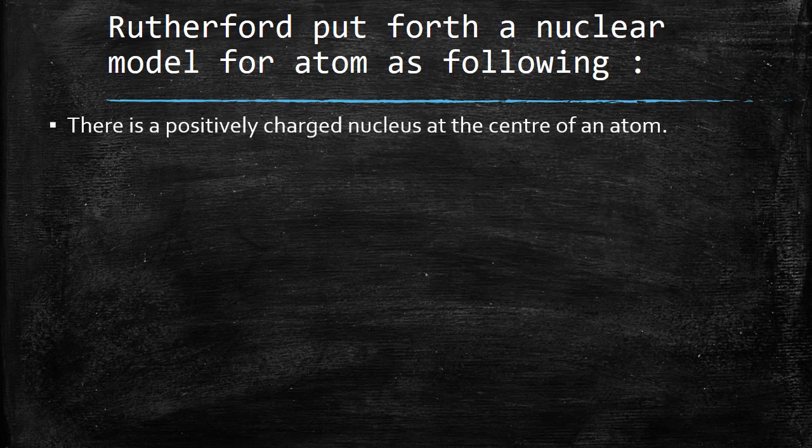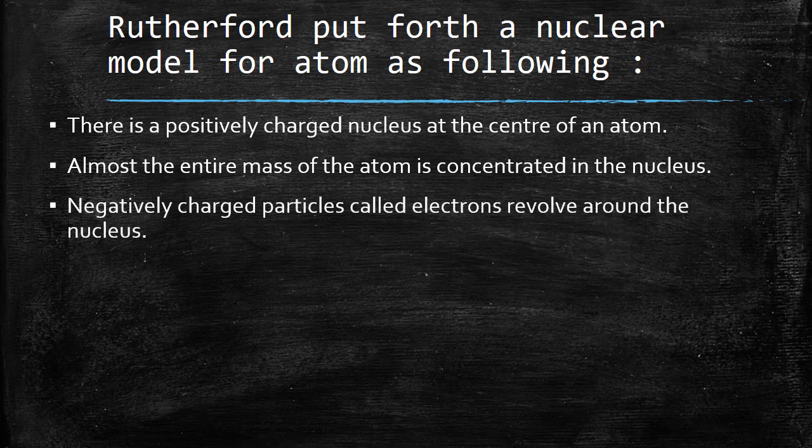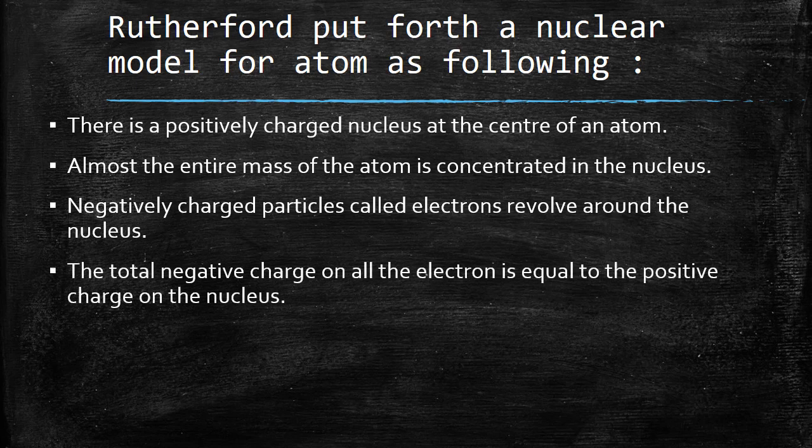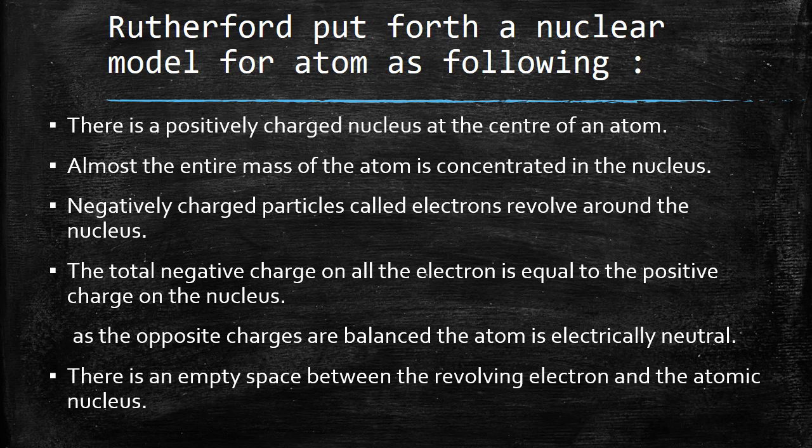There is a positively charged nucleus at the center of an atom. Almost the entire mass of the atom is concentrated in the nucleus. Negatively charged particles called electrons revolve around the nucleus. The total negative charge on all the electrons is equal to the positive charge on the nucleus. As the opposite charges are balanced, the atom is electrically neutral. There is an empty space between the revolving electrons and the atomic nucleus.